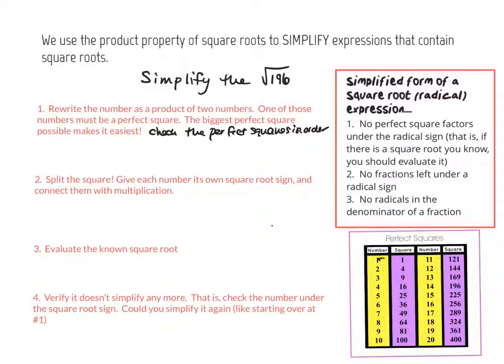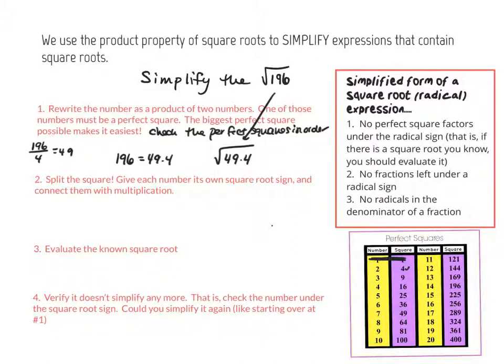So we're never going to check 1 as a perfect square, but the first perfect square that it could be is the number 4. So I'm going to use my calculator to see if 196 is divisible by 4. When I type in 196 divided by 4, I get the number 49. So that told me I could take the number 196 and rewrite it as 49 times 4. So instead of the square root of 196, I can write this as the square root of 49 times the square root of 4.